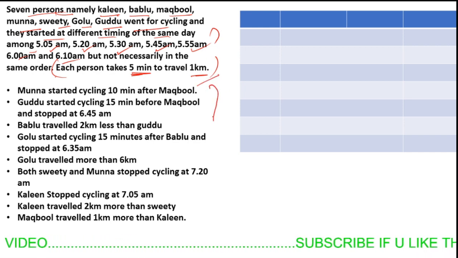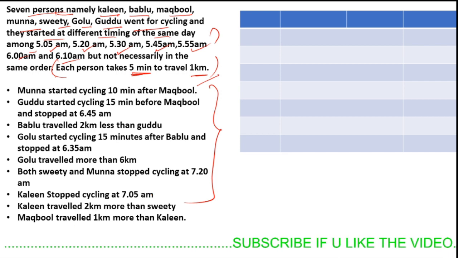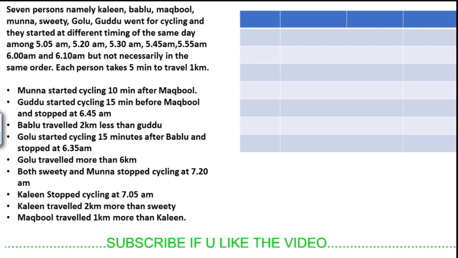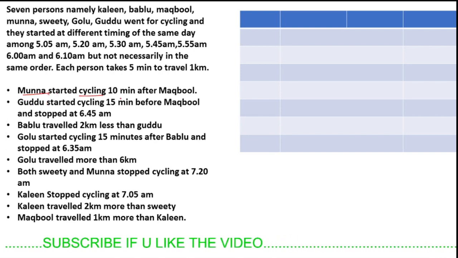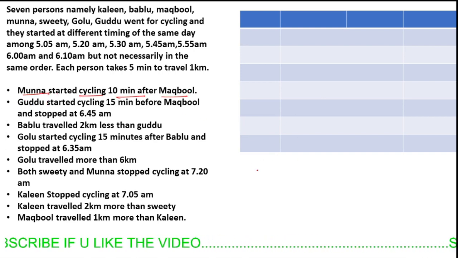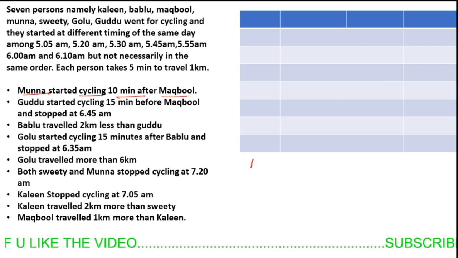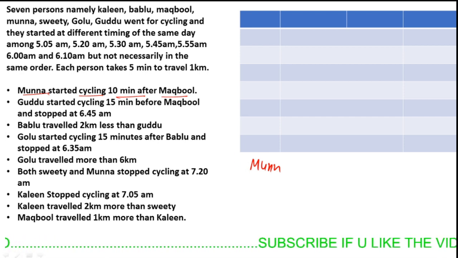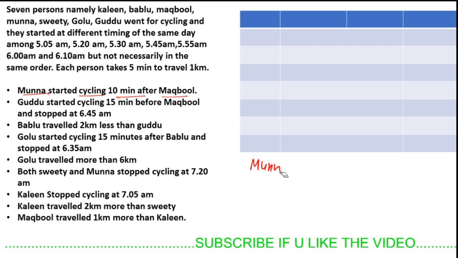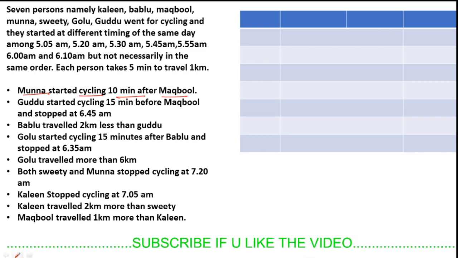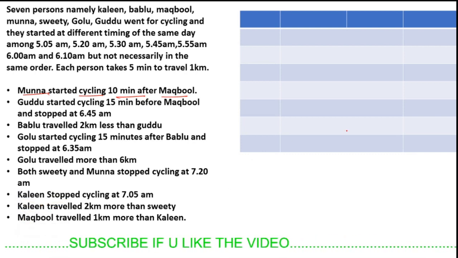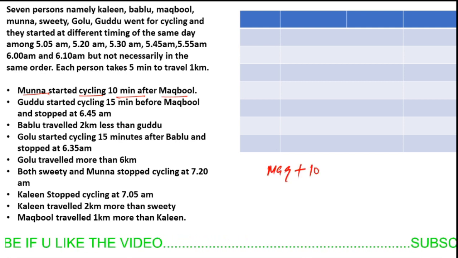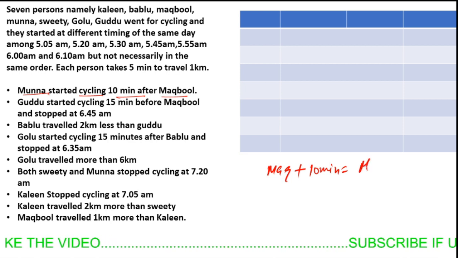Now from here our main hints start. Let me just clear the ink. What is the first hint telling us? Munna started cycling 10 minutes after Makbul. So let's write here: Munna, Makbul. We should write the hint like this: Makbul plus 10 minutes, Munna starts.